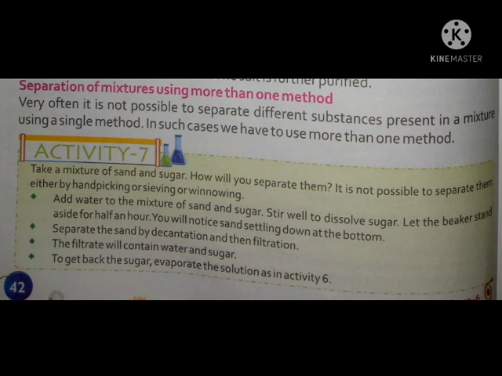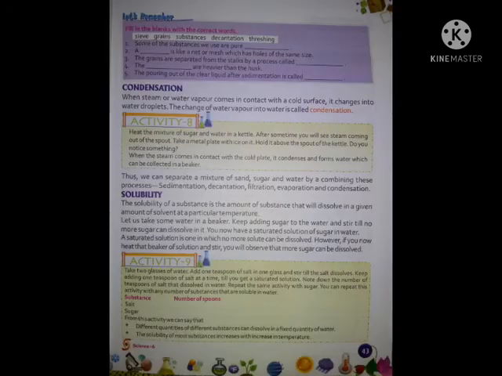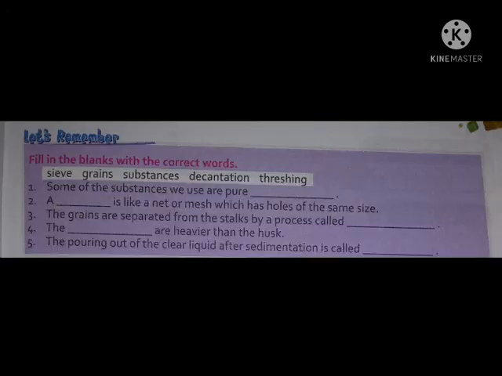Now let's remember. Fill in the blanks with the correct words. This is your homework.